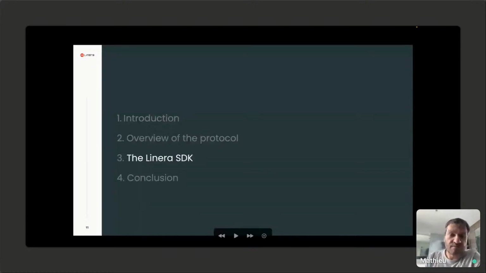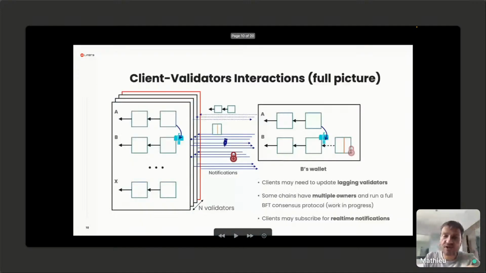Okay. So that was an overview of the protocol. And so the good news is that you don't need to think about the internal protocol, how validators communicate with the wallets. What you need to understand is more how the application is structured and what is the state of the application, what are the kinds of messages that are used to communicate with other chains, how you compose the applications with each other, and that's the role of the SDK.